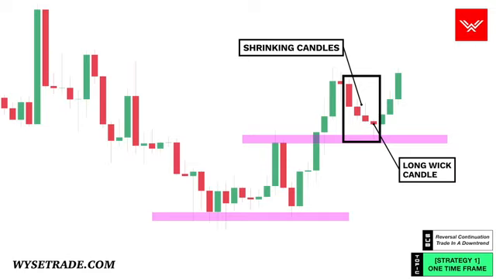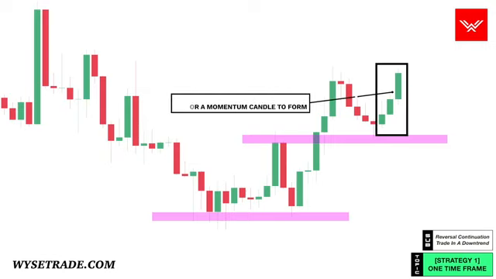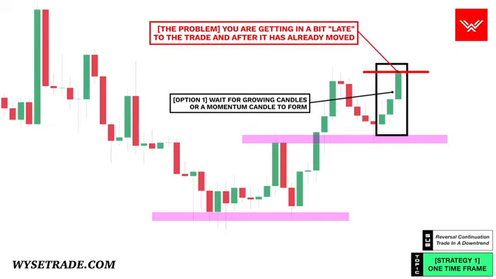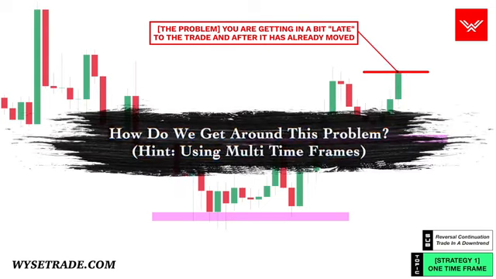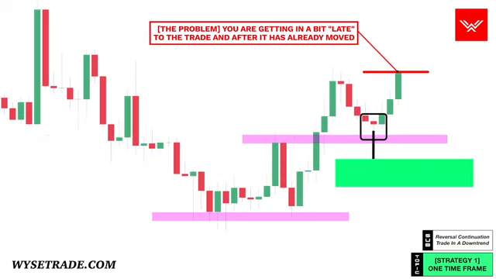So in terms of the trend change confirmation, option 1, wait for a confirmation candle pattern, such as these candles increasing in size. But the issue is you are getting in all the way up here, which can be a bit late to the trade as it has already moved a bit. So how do we get around this problem? This leads us perfectly into our next topic, which is the usage of multi-timeframes, which allows you to find an intraday trend change right after you had the candlesticks form at your trade opportunity area. So let's get into it.